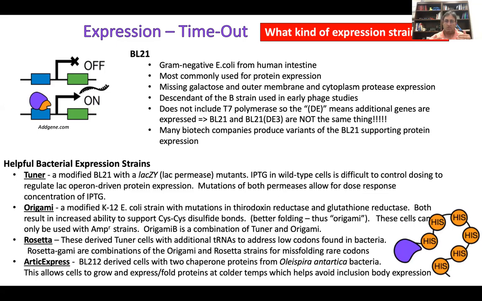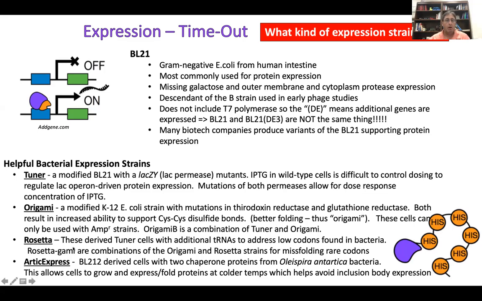To be able to use these cells, you have to be in AMP-resistant strains, and the pET28 vectors are in kanamycin-resistant strains. And so if you have a problem with proteins folding because of cysteine bonds, and there are a number of different proteins out there where this is the case, the Origami works really well for that. There is an Origami B, which is a tuner combination with the Origami. And so you can then play games with how much protein you express and make sure that you get proper disulfide bonds.